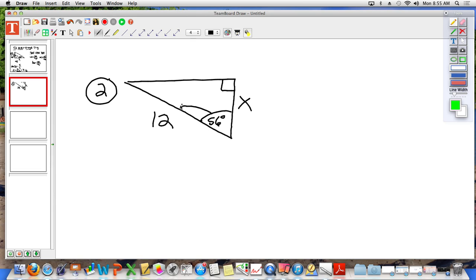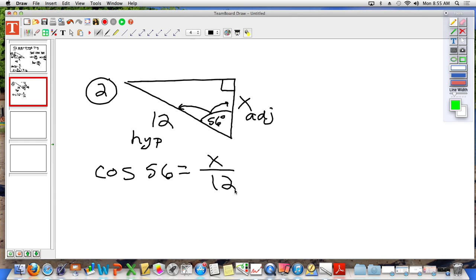What is 12 in relationship to 56 degrees? It is the hypotenuse. And what is x in relationship to 56 degrees? It is adjacent. So you are working with adjacent and hypotenuse, which is a cosine relationship. Very nice. So the cosine of 56 degrees is equal to adjacent, which is x, divided by the hypotenuse, which is 12.